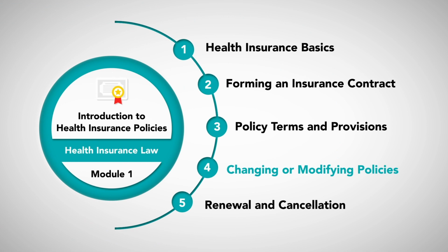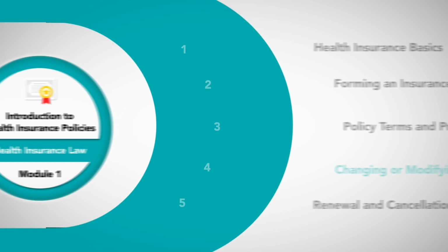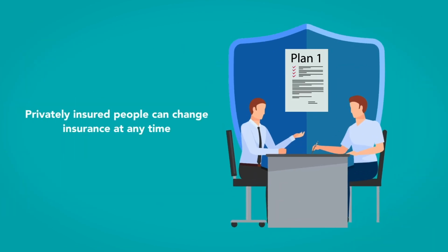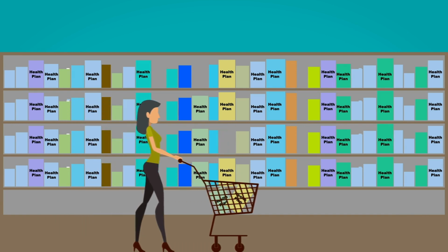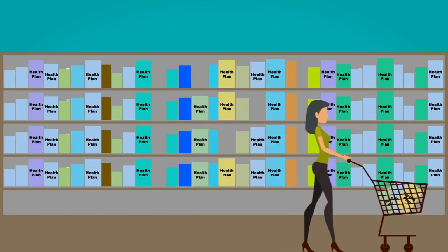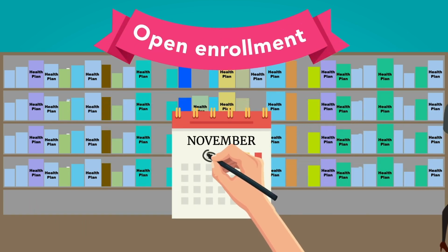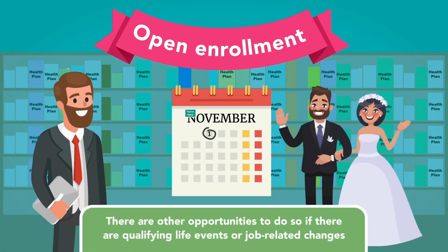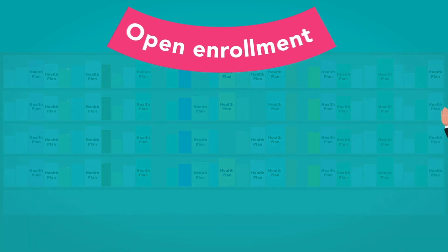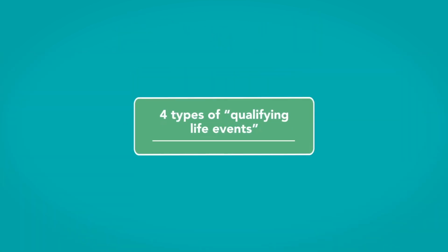Changing or modifying policies. Privately insured people can change insurance at any time. Typically, those covered by health insurance marketplace policies can only change plans during the open enrollment period. But there are other opportunities to do so if there are qualifying life events or job-related changes. There are 4 types of qualifying life events.